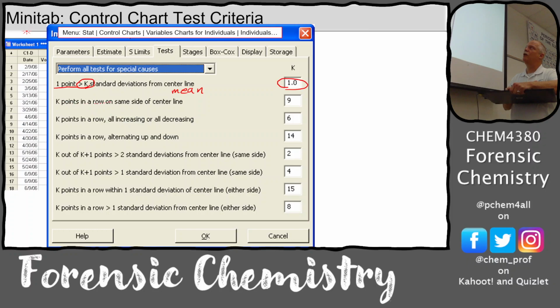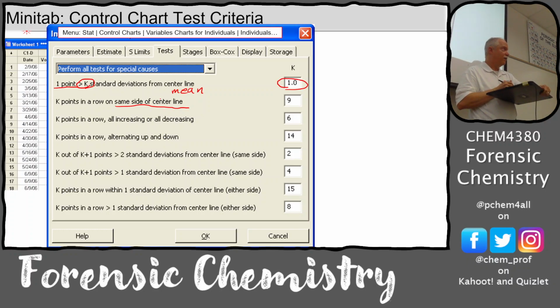Now, K points in a row on the same side of the center line. What do you think that would test for? R squared? Well, there's R squared. Think about if it's going high or going low. If it's drifting high, then you would have X number of points above the center line. Now it's going to be random. It's not always going to alternate, right? And so you might have 3 points or so on.